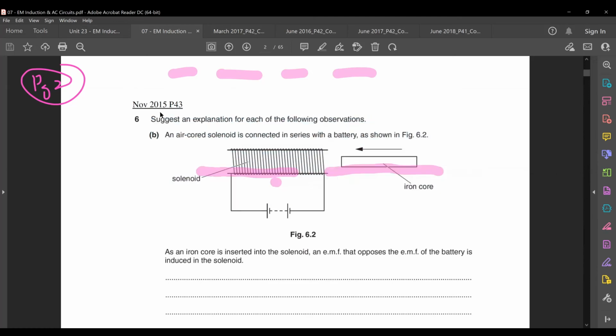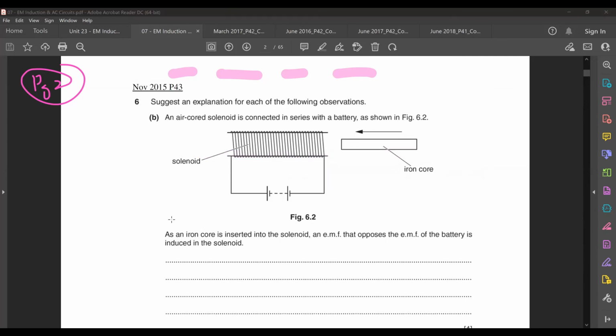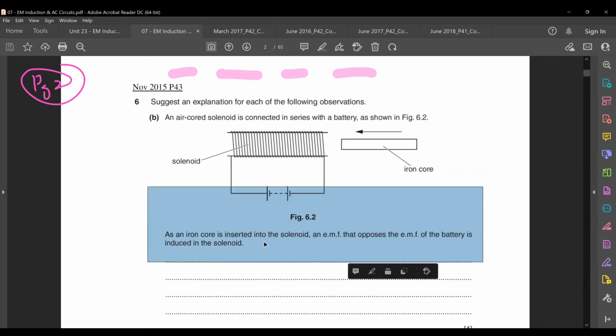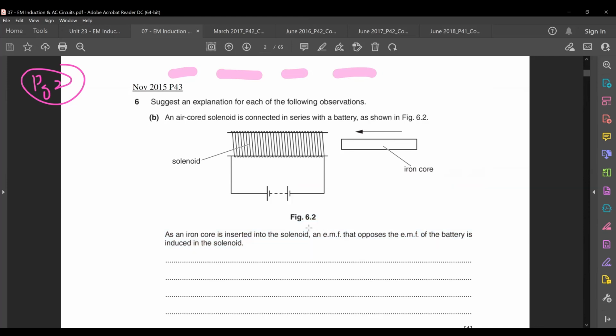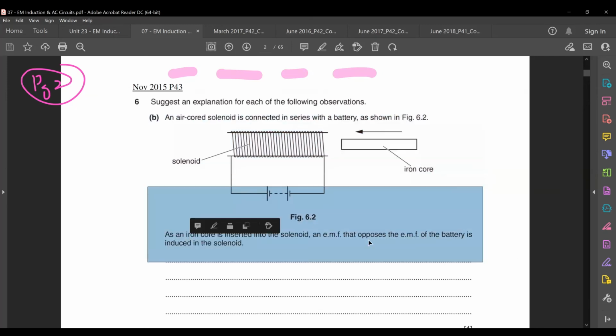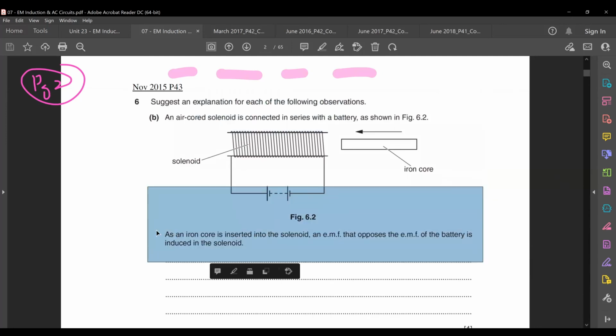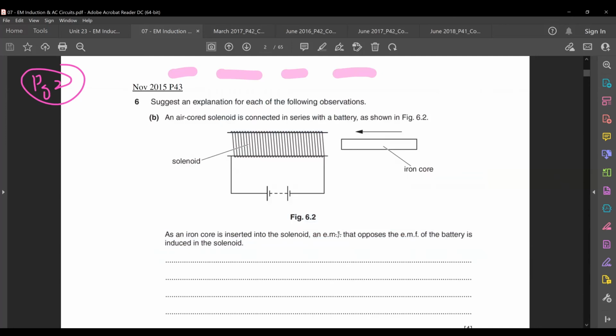Suggest an explanation for each of the following observations. You have an air core solenoid that's connected in series with a battery as shown in figure 6.2. An iron core is inserted into the solenoid. When the iron core is inserted into the solenoid, an EMF that opposes the EMF of the battery is induced in the solenoid. They want you to explain why, as an iron core is inserted in the solenoid, an EMF that opposes the EMF of the battery is induced in the solenoid.